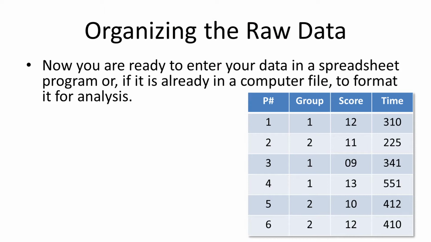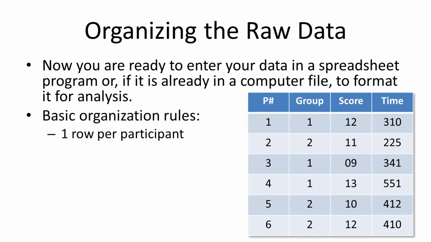So you can see in this table over here, we have a few different columns and multiple rows. The columns all have titles. So you have P number, group, score, and time. And then the rows just have numbers in them. This is the most common way we organize our data in psychology and in most sciences. So we have individual trials or individual participants on each row. So one row per participant. And then each column is a different variable.